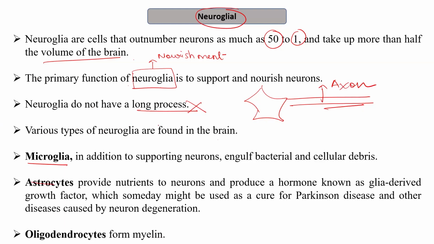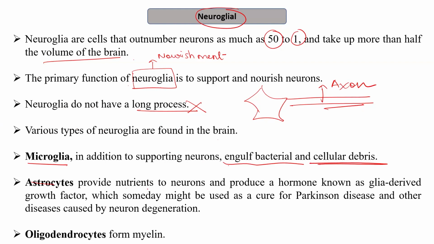So what is the function of microglia? In addition to supporting neurons, microglia engulf the bacteria and cellular debris. Therefore, they have a function of phagocytosis. They engulf the bacteria and all the cellular debris, protecting the cells from infection.